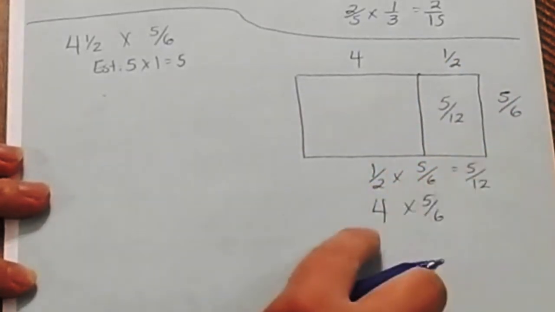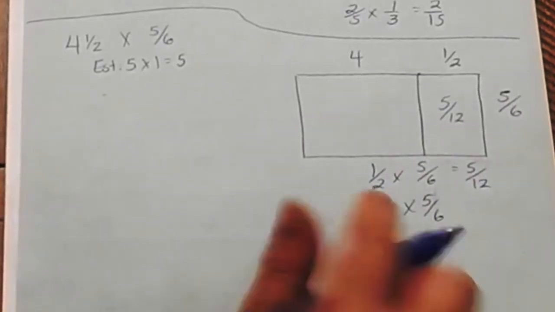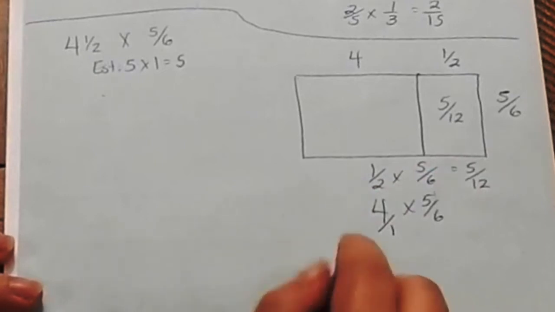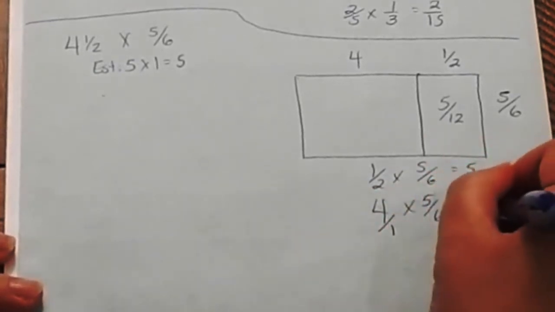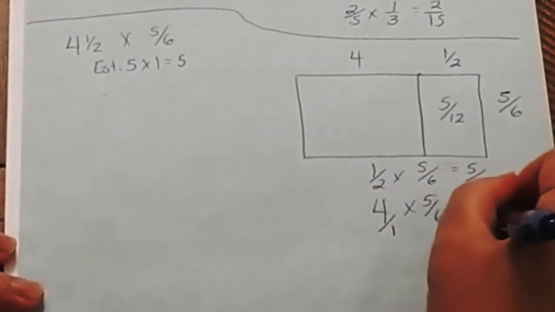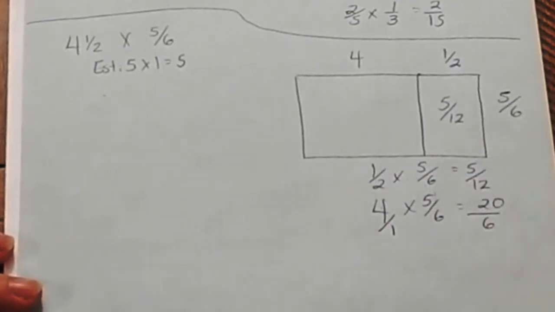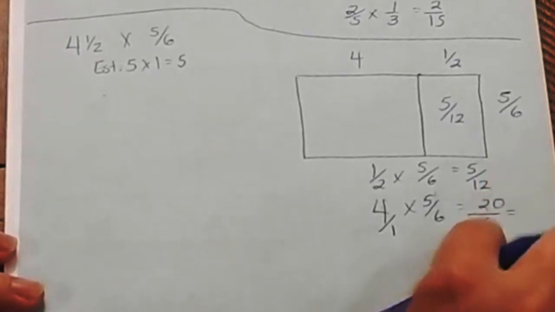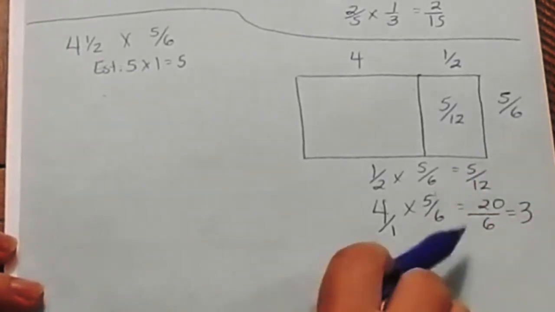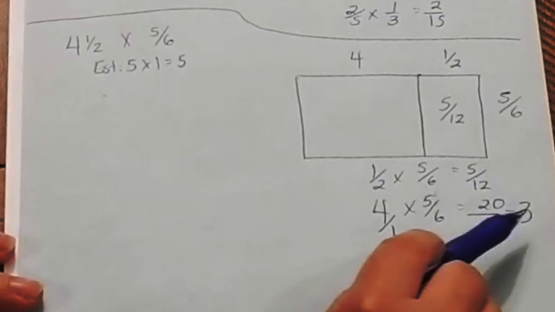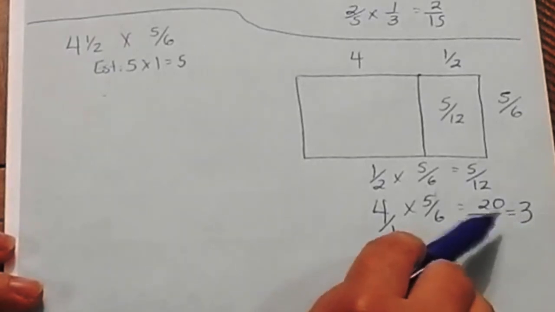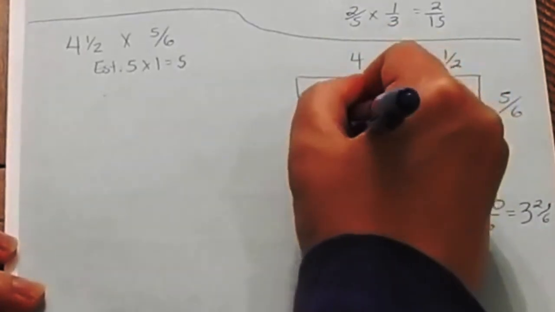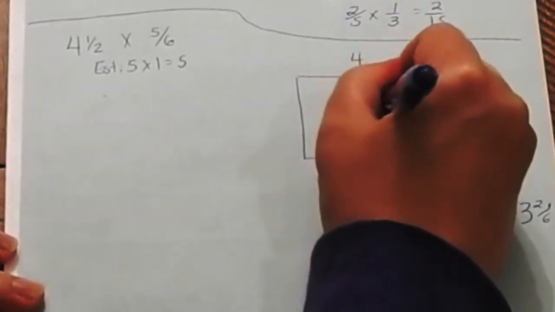And I know if I'm multiplying a whole number, I'm just going to go ahead and put it over 1. 4 times 5 is 20. 6 times 1 is 6. 26 over 6. Improper. We don't like that, so we're going to go ahead and divide that up. So that goes in there 3 times. Let's see, 6 times 3 is 18. So 2 over 6. So this partial product is 3 and 2/6.